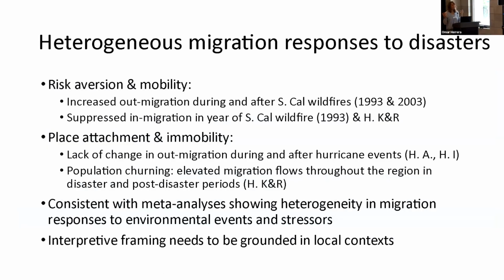So what we conclude from looking at these 5 case studies is that we see heterogeneous migration responses to disasters. This is really consistent with a lot of meta-analyses of migration responses to disasters, which find everything. Sometimes there's no change, sometimes there's increased out-migration, what we would think of as managed retreat.